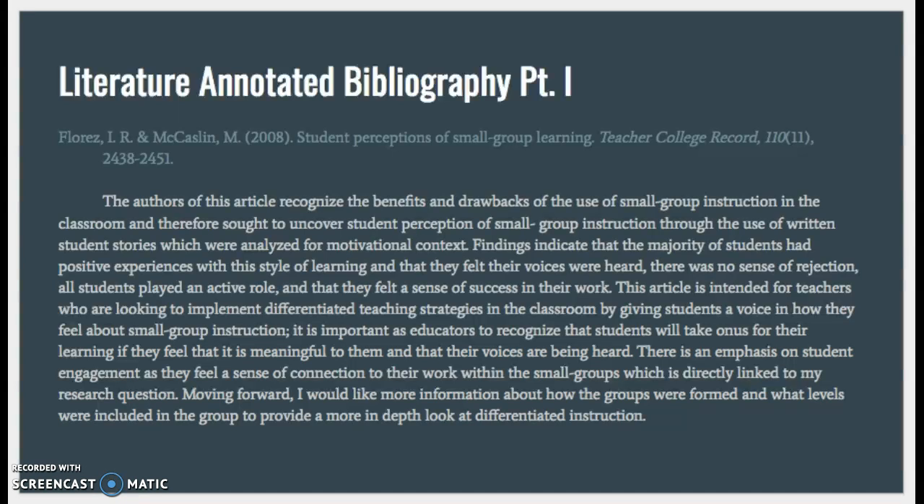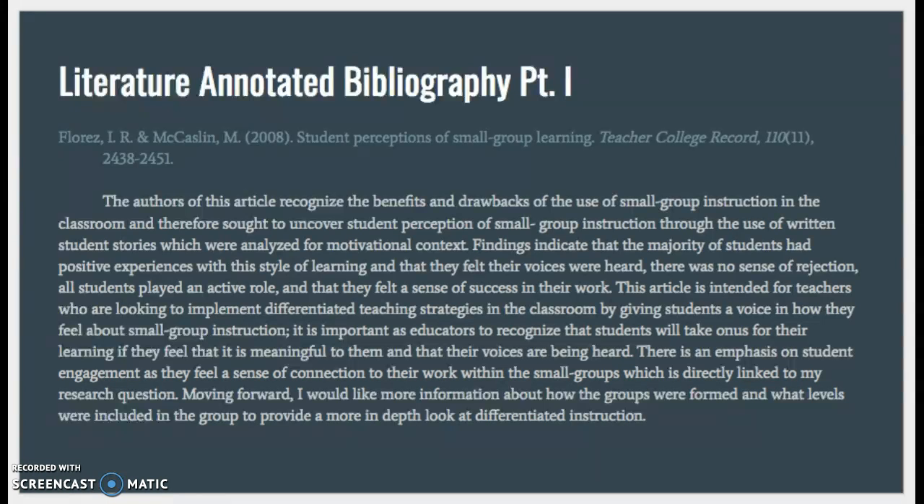So the findings indicate that the majority of students had positive experiences with this style of learning and that they felt their voices were heard. There was no sense of rejection. All students played an active role and they felt a sense of success in their work. So these were really positive findings. The emphasis was placed on student engagement as they felt a sense of connection to their work within the small groups. And this directly linked to my research question.